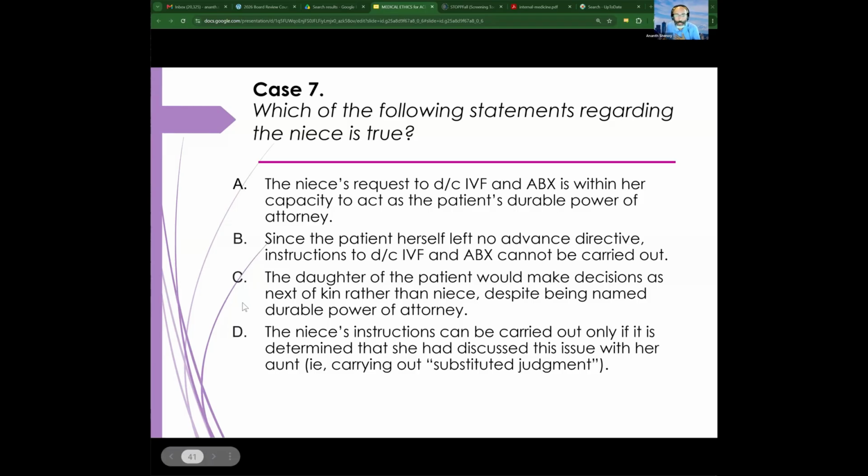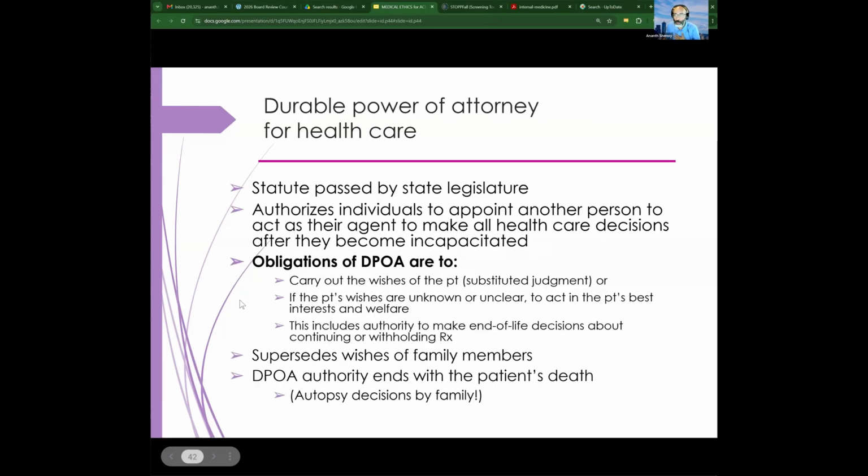Wonderful. So we are between A and D. So, durable powers of attorney for healthcare. This is another situation which can vary state by state, but in the state of Washington, it authorizes individuals to appoint another person to act as their agent to make all healthcare decisions when they are incapacitated. And so the obligations of being a power of attorney for healthcare are to carry out the patient's wishes, i.e., to use substituted judgment for them, and/or if the patient's wishes are unknown or unclear, to act in their best interest and welfare as best as you, the power of attorney, can do.